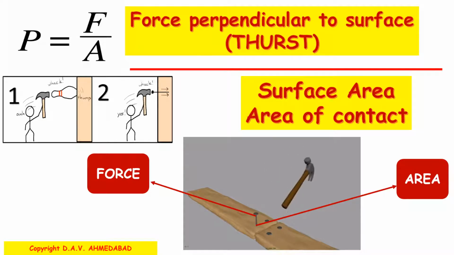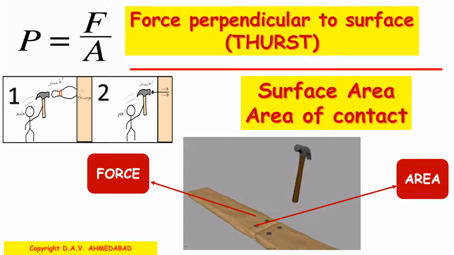When we apply a force in a direction perpendicular to the given surface, that means at 90 degrees to the surface, we call it a thrust. The thrust acting on a unit area of a surface is called pressure.